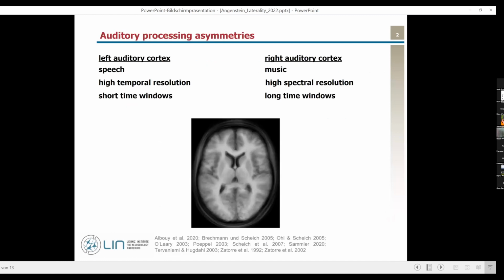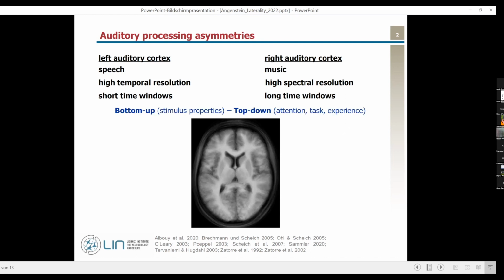You have heard already a lot about auditory processing asymmetries in previous talks today. So mainly about that speech processing in most people is strongly left lateralized. There exist several other processing asymmetries, for example, that the left auditory cortex has a higher temporal resolution and the right auditory cortex has a higher spectral resolution.